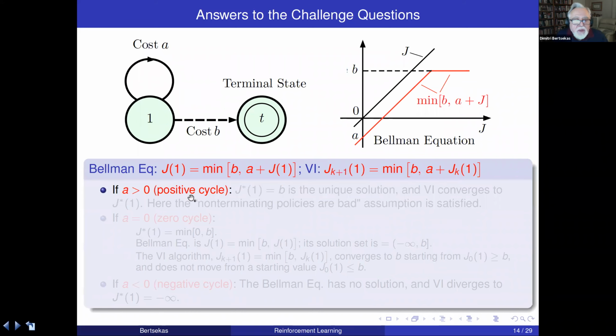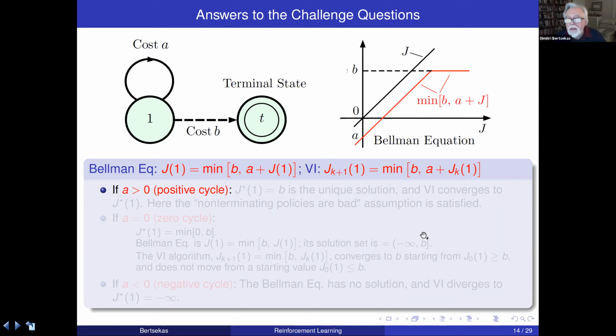Okay, so who wants to discuss this case? What's the solution of Bellman's equation? Well, I think it would just converge to B, right? Or at least value iteration would. It's because you're just adding the future stages A plus J1, but A is positive, so that cost keeps accumulating up to the point where it reaches B.